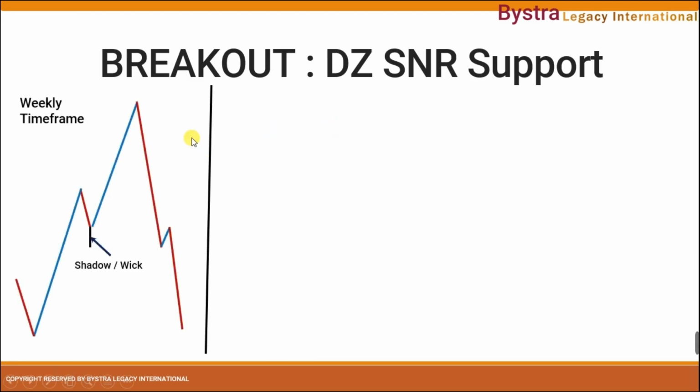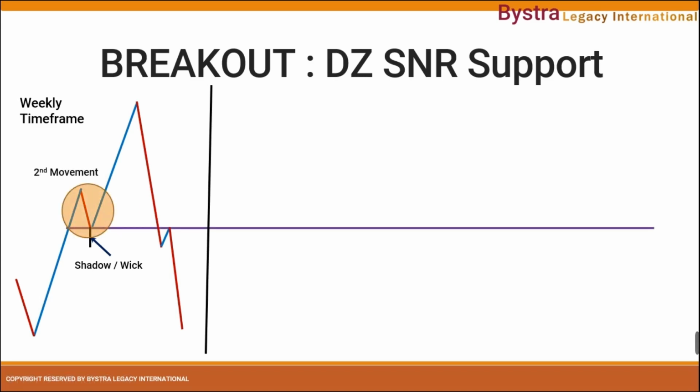So on the weekly time frame, we can see that this is how the price moves. This below is the support, above is the resistance. What we should do now is to mark our danger zone. Next, we mark this area as our second movement. Then we draw the horizontal line in this area, which is the edge of the support of the second movement.